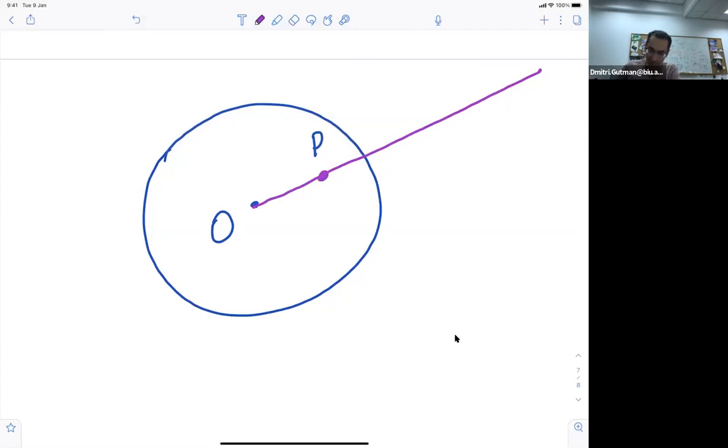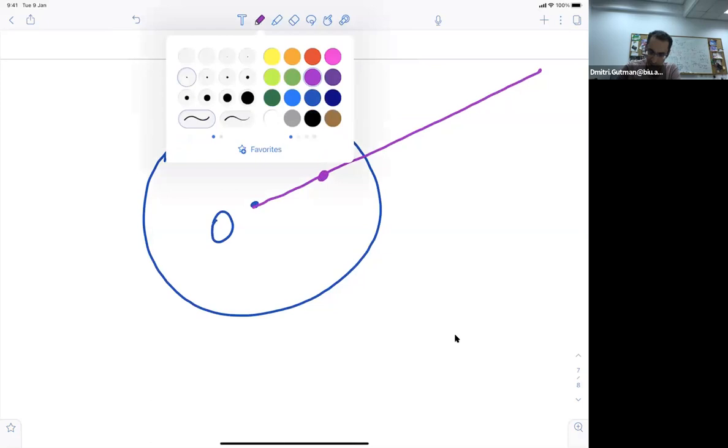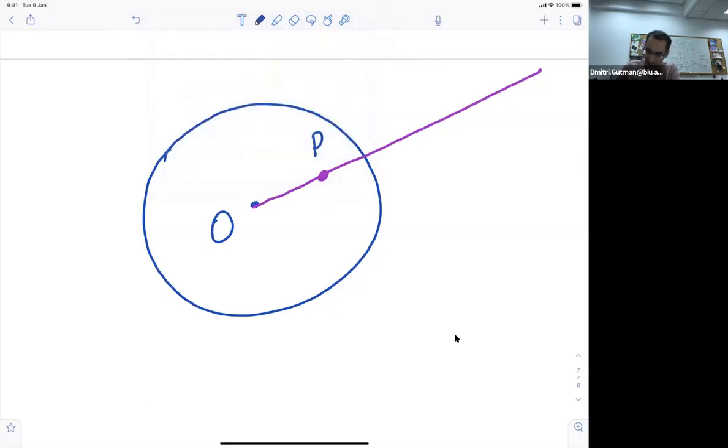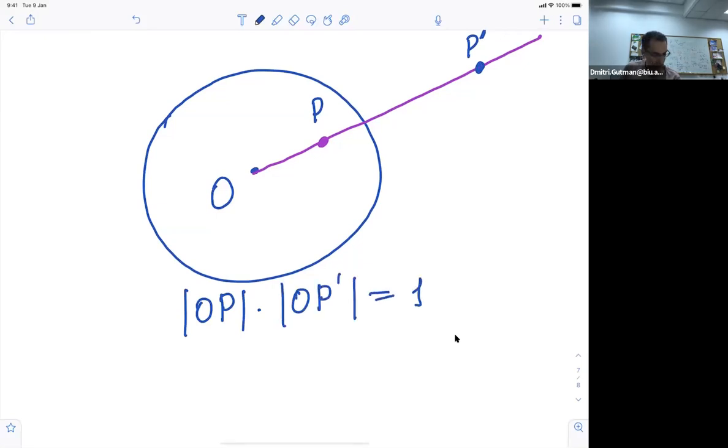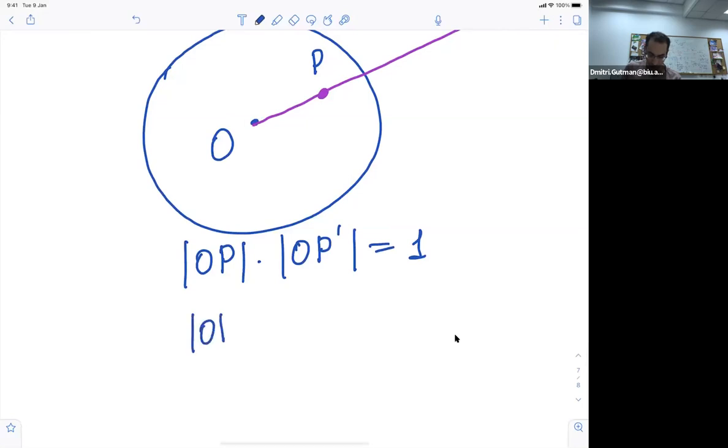And then, okay, so this is my point P. And somewhere there, it will be another point, which will be a reflection of the point P. Let's call this point P prime. So they will lie on the same straight line. And I know that the distance OP, the distance between point O and P, times the distance between point O and point P prime is just 1. Or in other words, OP is equal to 1 over OP prime.